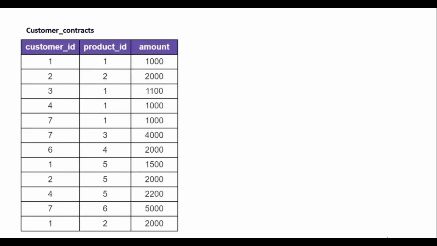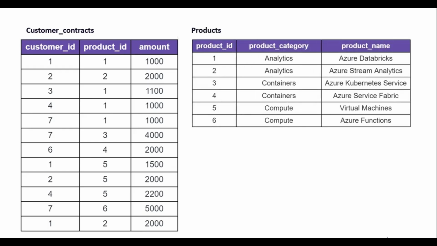So if we go to the customer contract table, as I already told, we have three columns: the customer ID, product ID, and the amount. So here the customer ID is nothing but the ID of the customer, product ID is the ID of the product which the customer has purchased, and the amount is the one which the customer has paid to purchase the product. Now the second table was the products table, which had the details of the products, which contains product ID, product category, and product name.